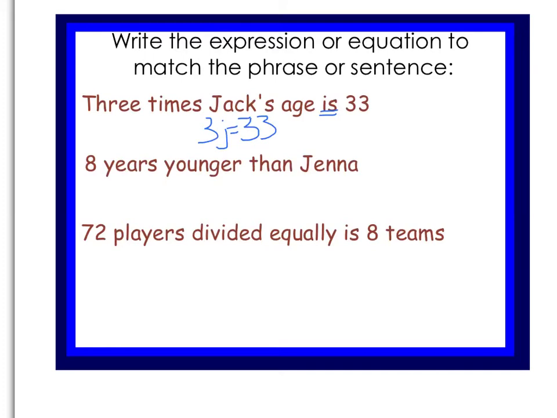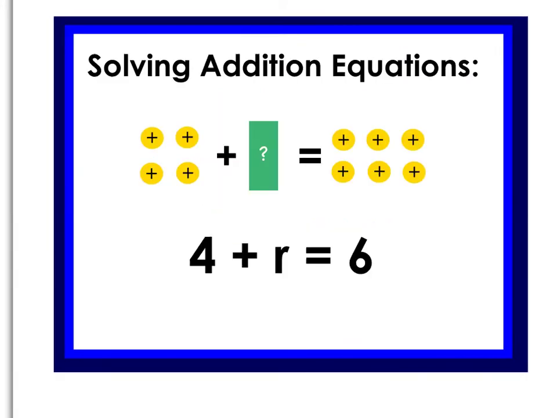8 years younger than Jenna. We're going to take Jenna, we're going to subtract 8, and that would be 8 years younger than Jenna. This is not equal to anything, so it's just an expression. 72 players divided equally is 8 teams. 72, we're going to divide it equally. We don't know how many groups, so we're going to call that E. Is means equals 8.